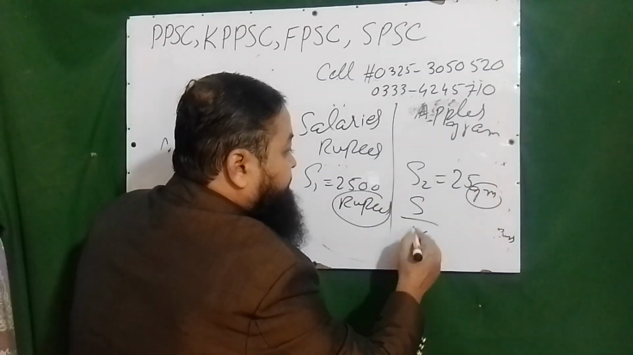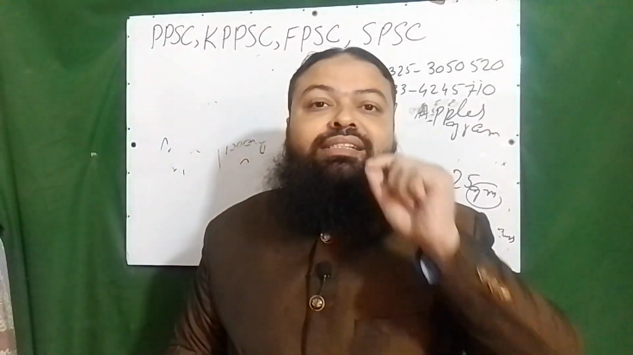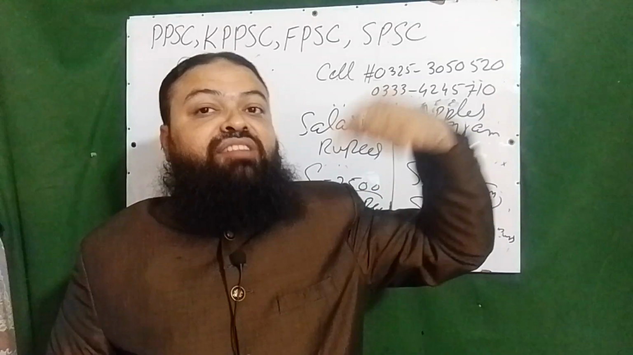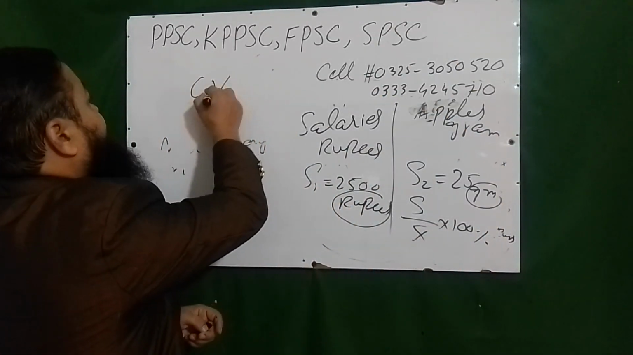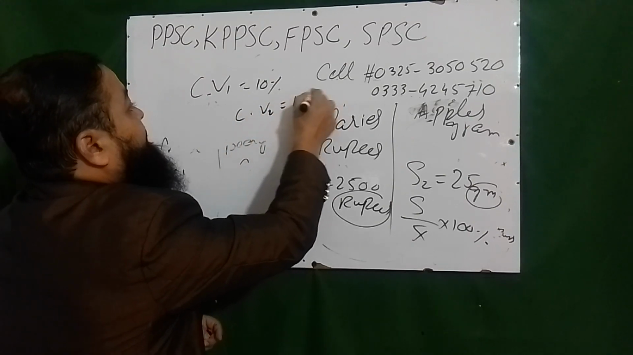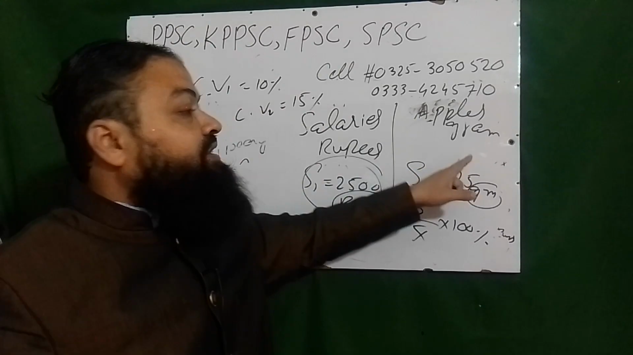We use S over X bar multiplied by 100%. A low value of CV tells that that data set has less variation as compared with the second one. For example, CV of the first is 10%, CV of the second is 15%. It means that the first data set has less variation as compared with the second data set.